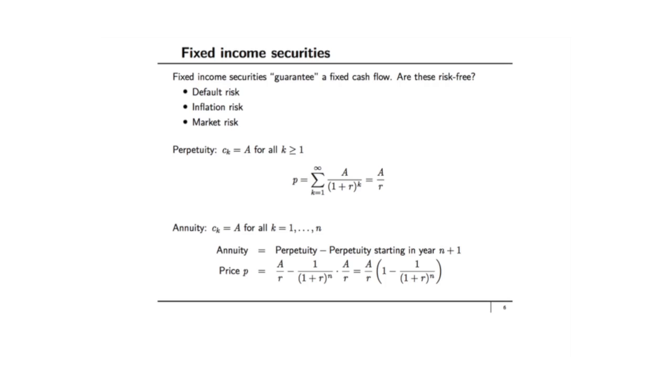then the no arbitrage price for this security is going to be the sum of k going from 1 through infinity of A divided by (1 plus R) to the power k. If you sum this infinite series, you end up getting that the price is nothing but A divided by R, which is the per period interest rate.